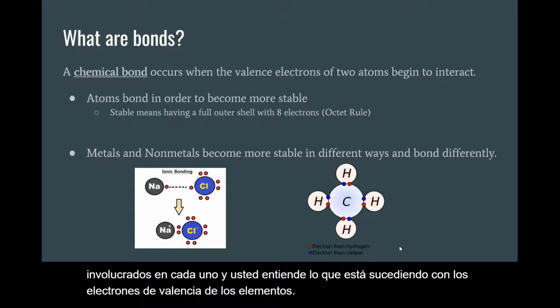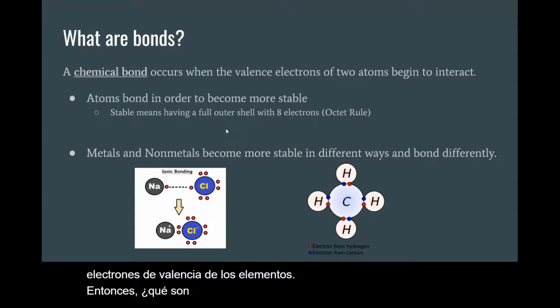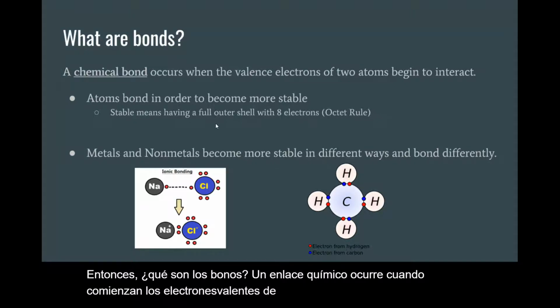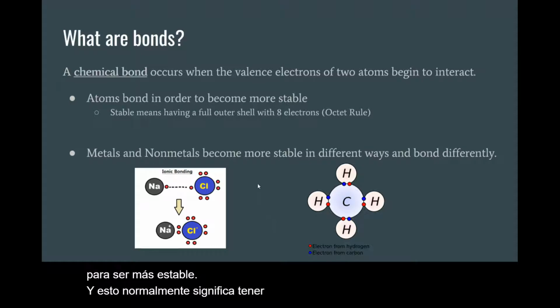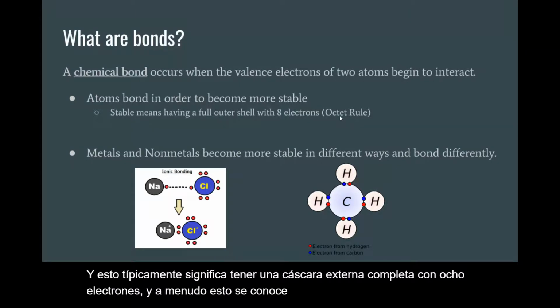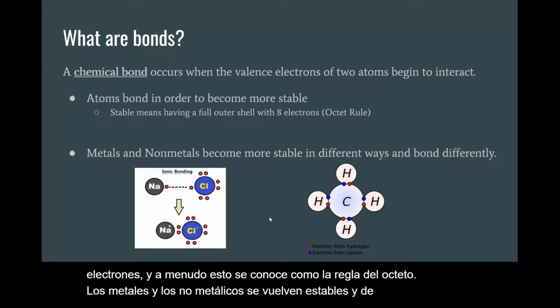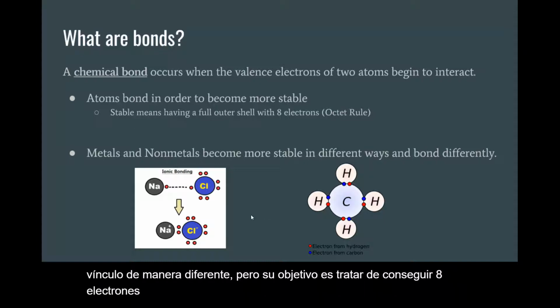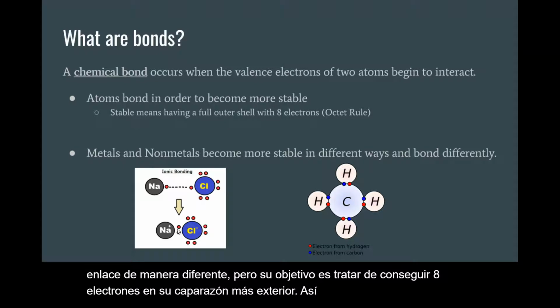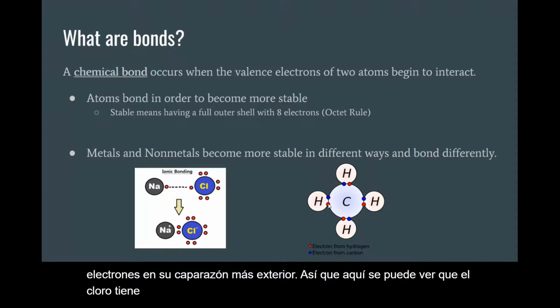So, what are bonds? A chemical bond occurs when valence electrons of two atoms begin to interact. Atoms bond in order to become more stable, and this typically means having a full outer shell with 8 electrons, and oftentimes this is referred to as the octet rule. Metals and nonmetals become stable in different ways and bond differently, but their goal is to try to get 8 electrons in their outermost shell. And so here you can see the chlorine has 8 electrons, the carbon has 8 electrons.